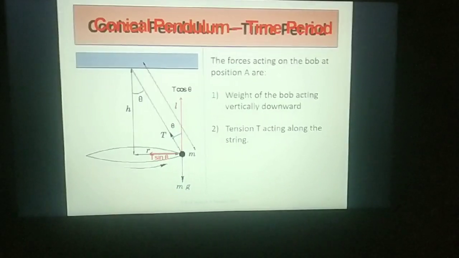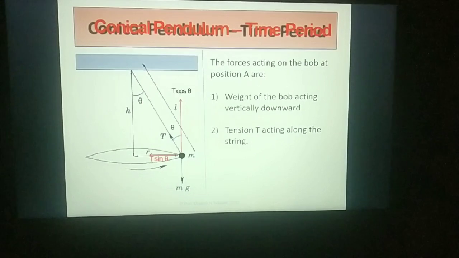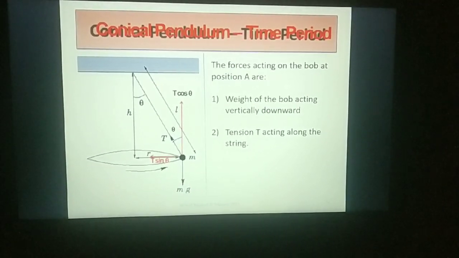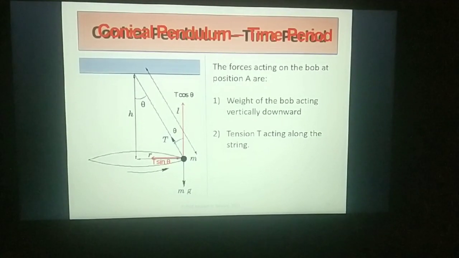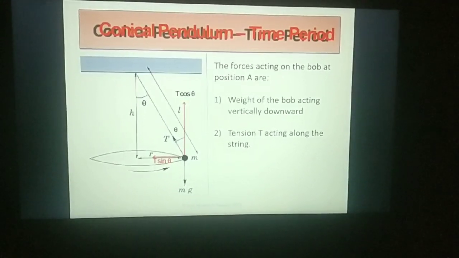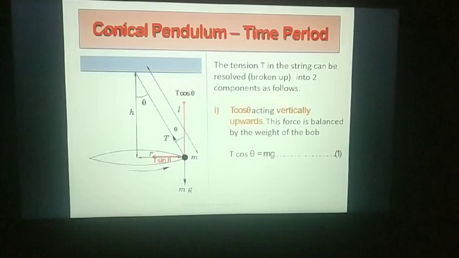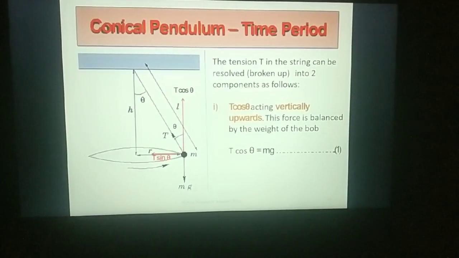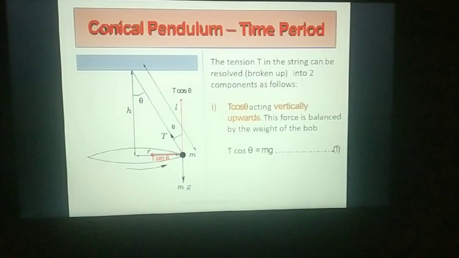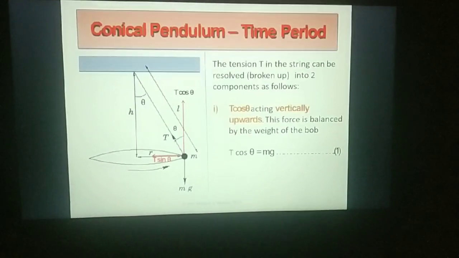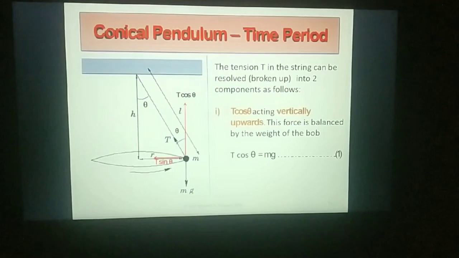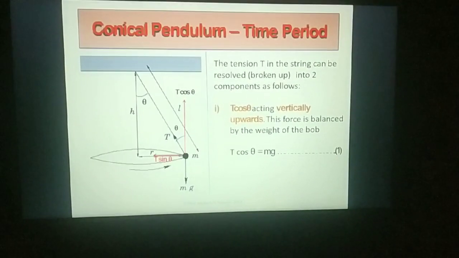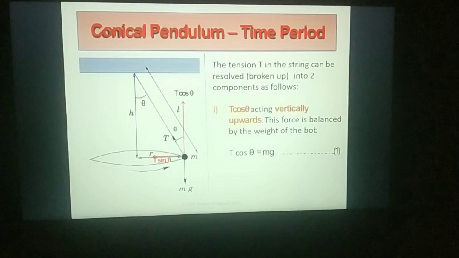Next thing, the weight mg is actually vertically downward, and tension T is along the string. So T cos theta is balanced by the weight. The vertically upward component will be balanced by the vertically downward component. So you can write your equation 1 as T cos theta equal to mg. That is your equation number 1.